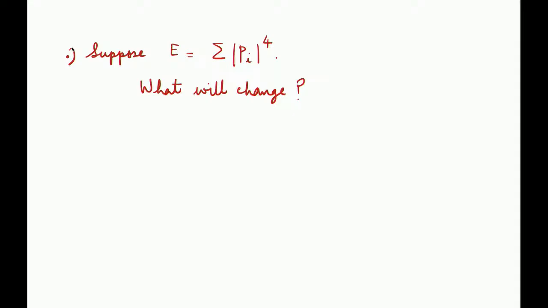Suppose E was not p square by 2m, but p to the power 4. If you understood the previous example, can you tell me what will change? Take 2 minutes and tell. We did the calculation earlier where E was p1 square plus p2 square plus p3 square by 2m. Now, I am taking the ideal gas, meaning no interaction, but your energy is the sum of p to the power 4. So, what changes? Will the equation of state change? What will change? Just try it out, try the calculation.